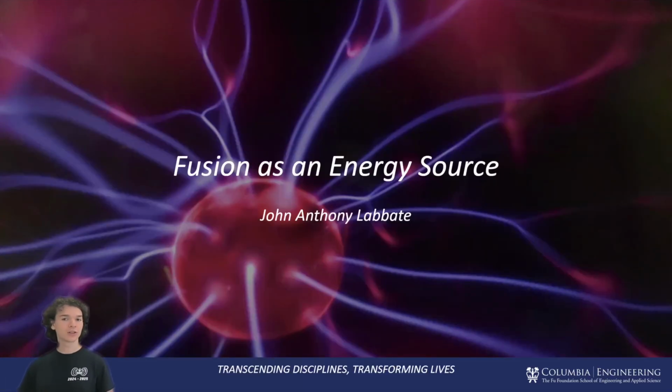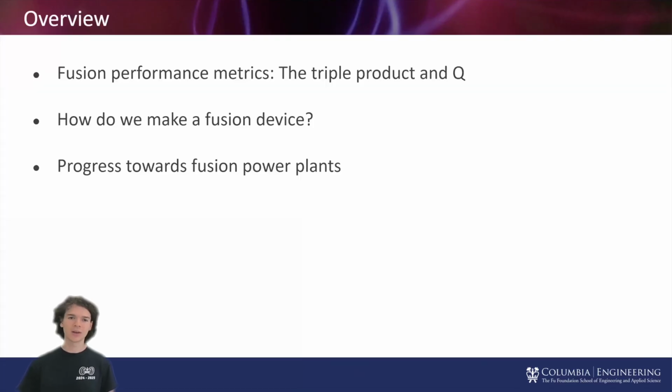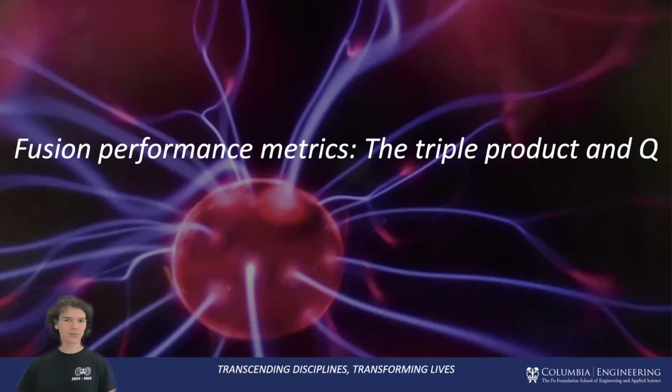We'll now move to fusion as an energy source. So let's talk about how we actually make fusion devices and how we use the energy sources. So now we can finally talk about the triple product and Q as well. And we'll talk about how we make fusion devices, and then we'll talk about where we are in making progress towards power plants. Let's first talk about the triple product and Q.